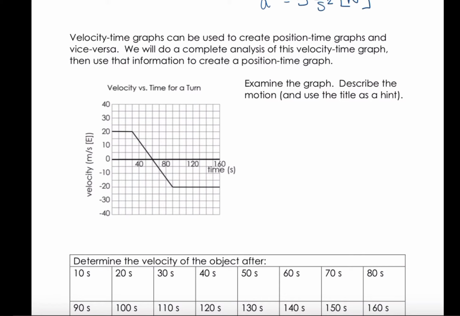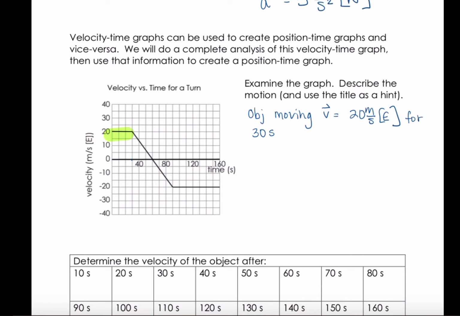Okay, so if we look at this portion right here, the slope is 0. So what this means is that the object is moving at a velocity of 20 meters per second east. And they're doing that for, let's see, 30 seconds.